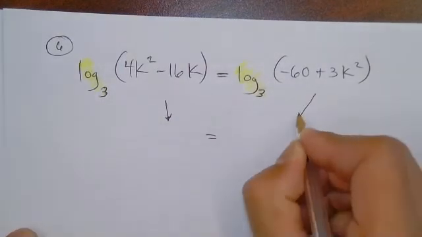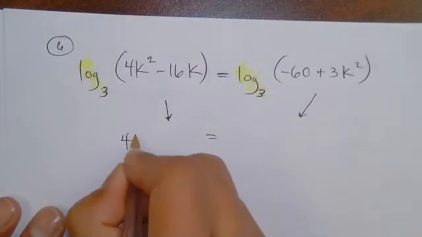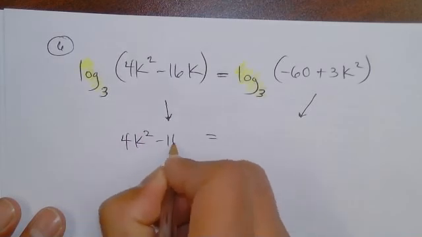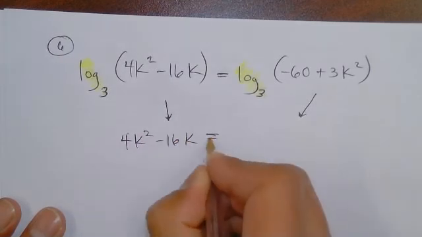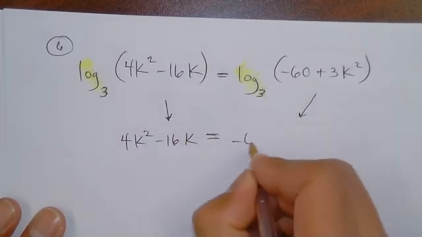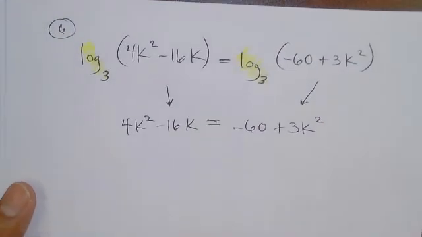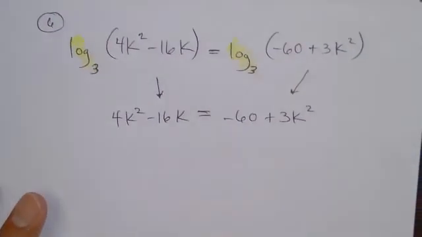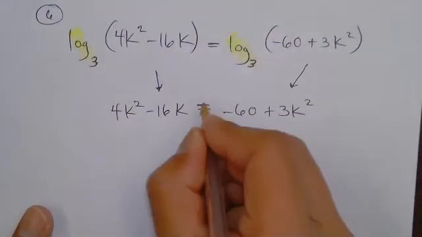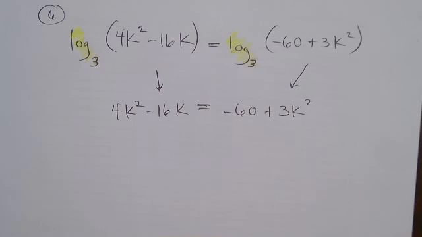These will be the same, so make sure that's true, which will be true. So we're just going to put these expressions equal to themselves. That'll be 4k squared minus 16k equal to this, negative 60 plus 3k squared.